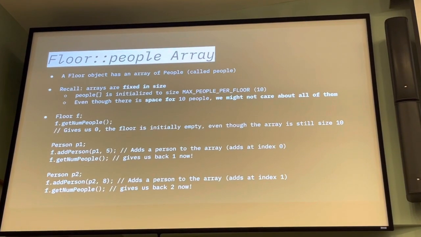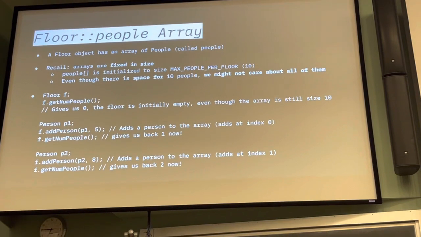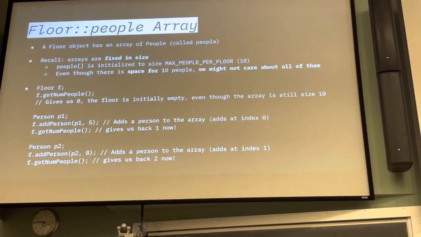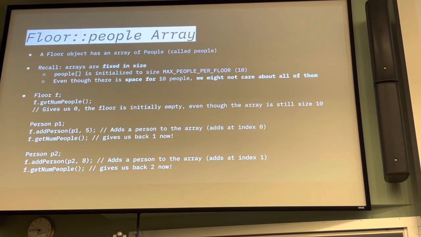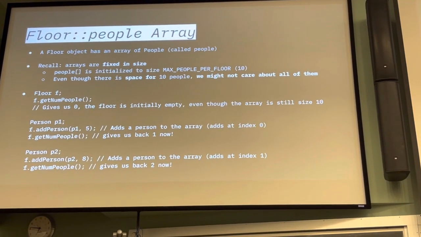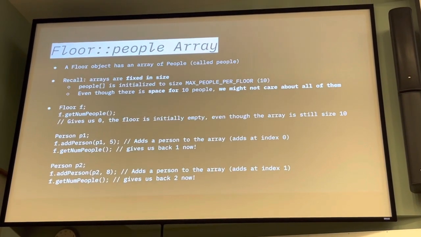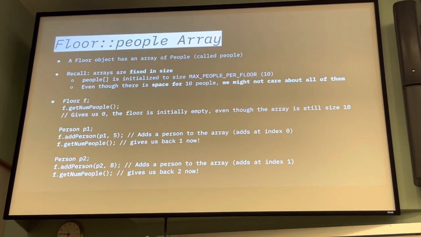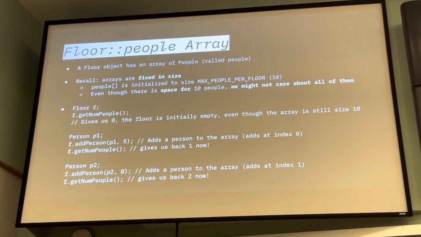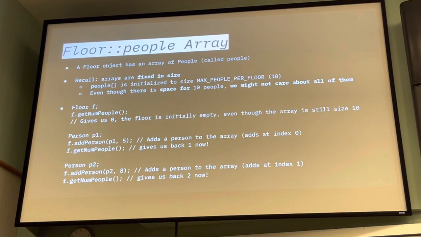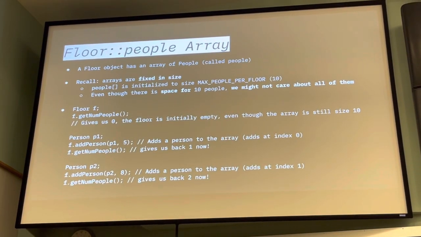Okay, so here we have an example of a people array and floor. Remember that arrays are going to be fixed in size. So the arrays can't change in size, but that doesn't mean that we always have to care about every single person on the floor. There are special ways that we can write our code so that we don't have to care about every single person on the floor. We only care about the specific people that we're looking at. Okay, so let's say we generate a floor.